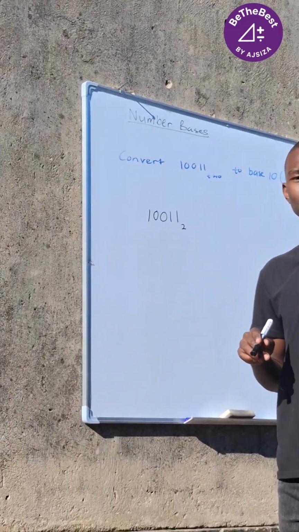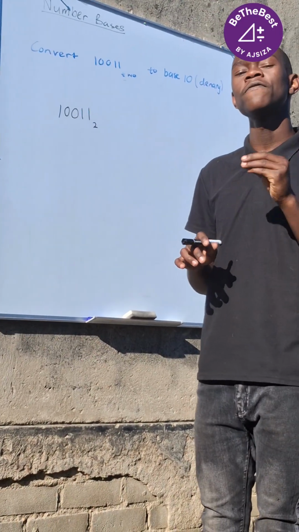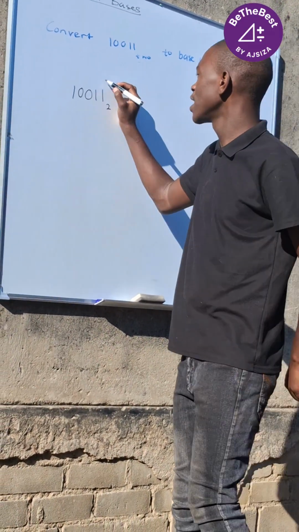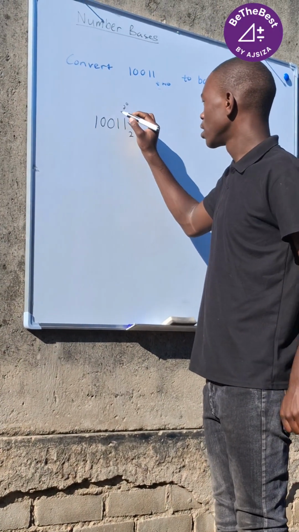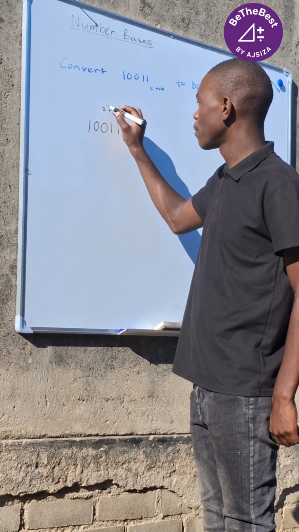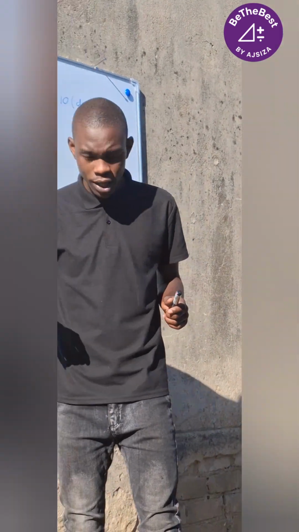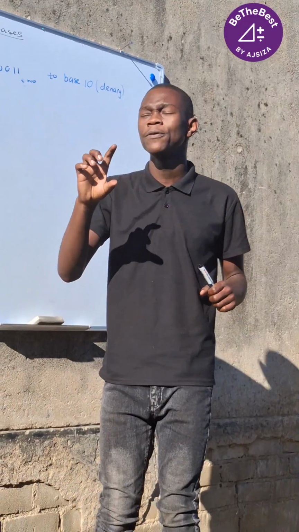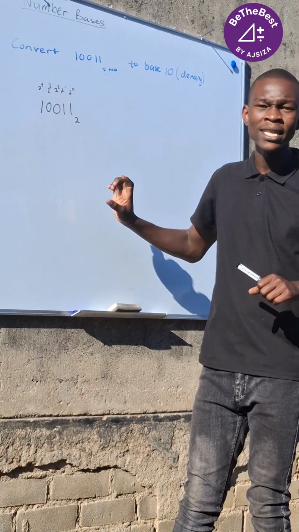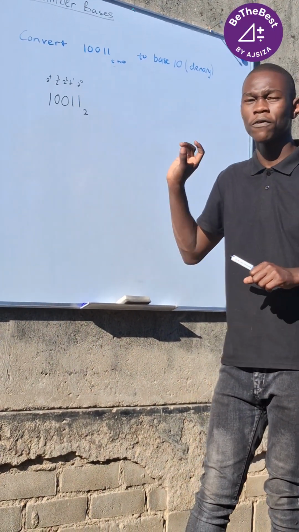Now what do you need to do? The next step is you need to show the value of its place value. This place value is 2 to the power of 0. This is 2 to the power of 1, 2 to the power of 2, 2 to the power of 3, 2 to the power of 4. And the next thing you are going to do is expand the number in powers of the base.